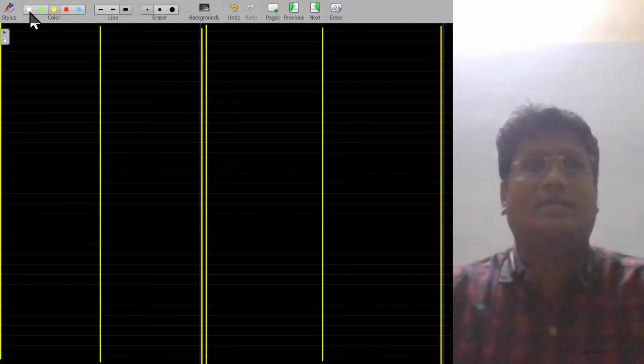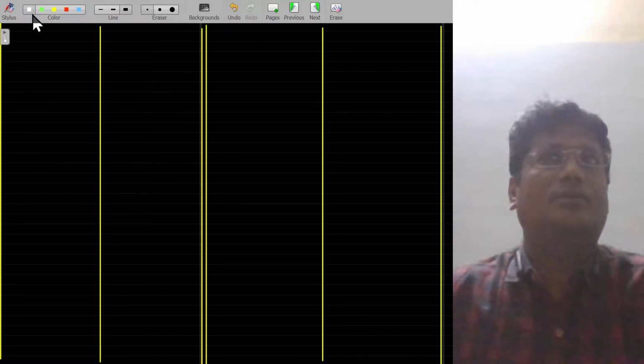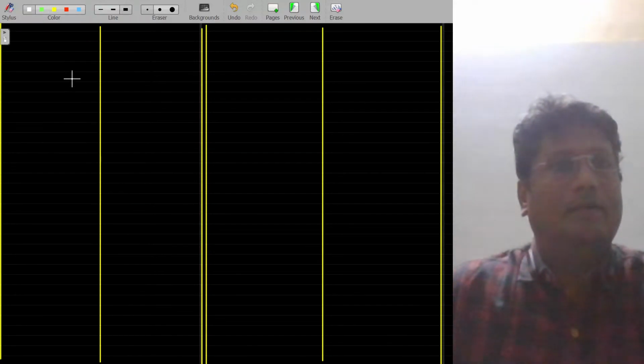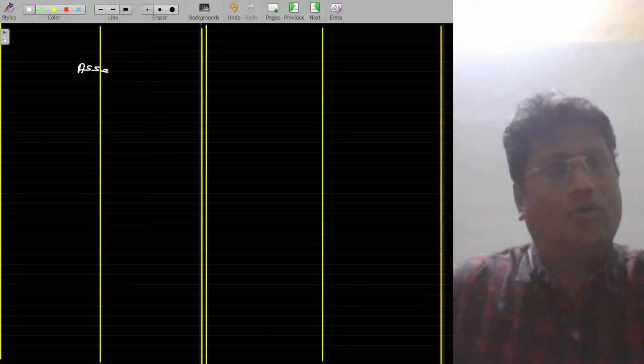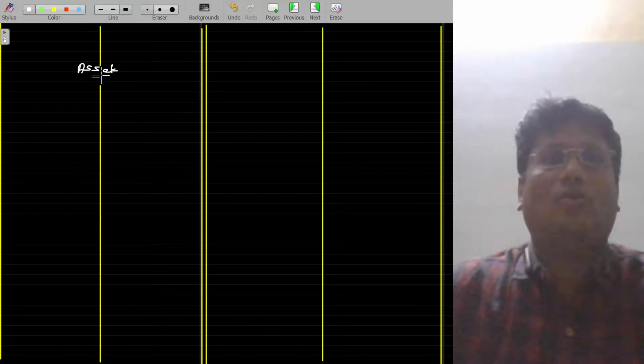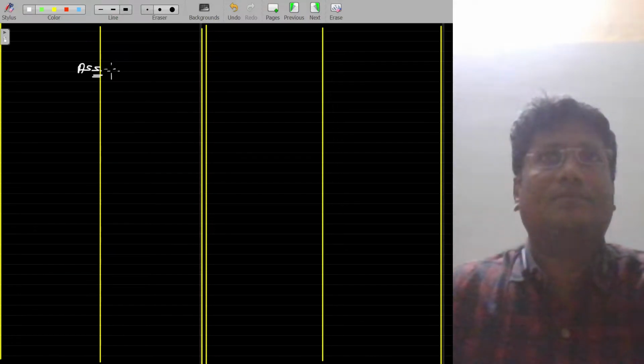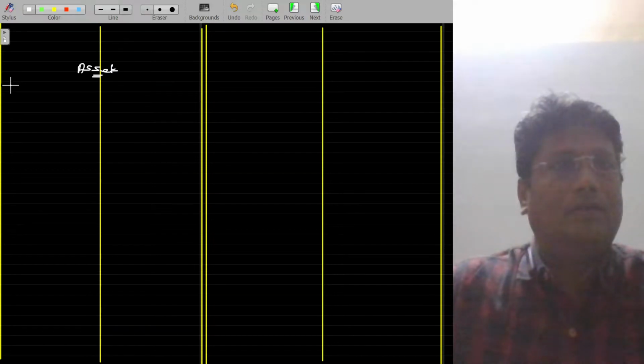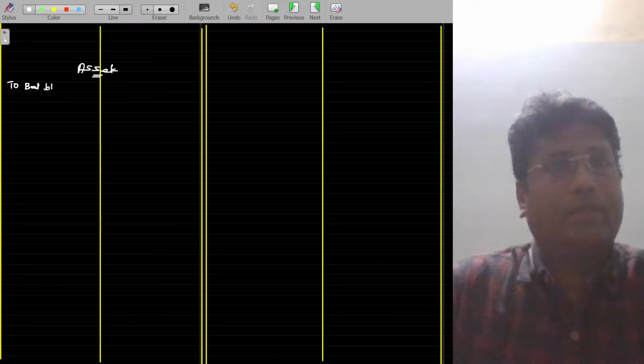Let's now discuss how to open the asset account directly. Let me explain the format here. Asset account. Asset account is usually a debit balance. If it is a debit balance, we have to start on the debit side, to balance brought down. Opening balance should be on the debit side.